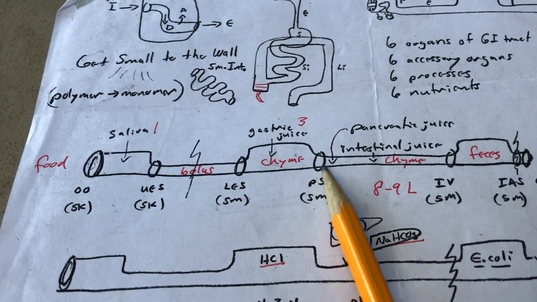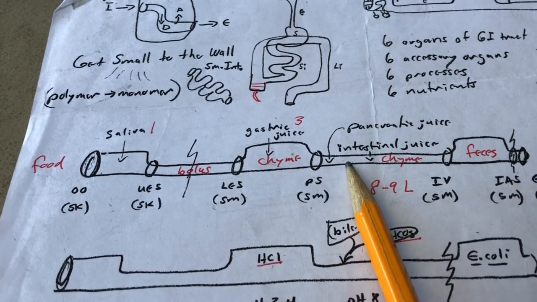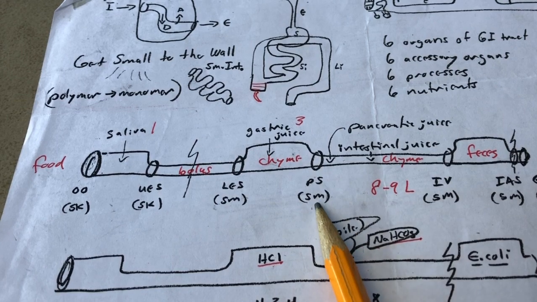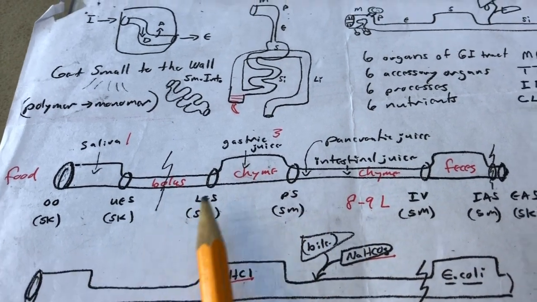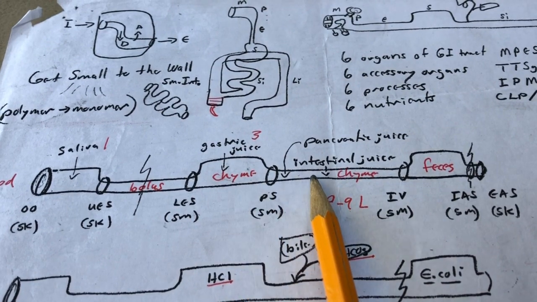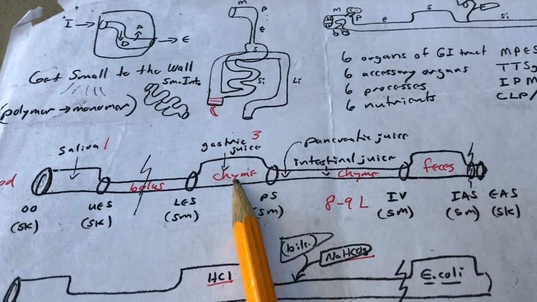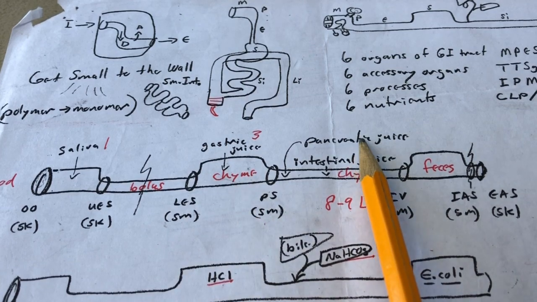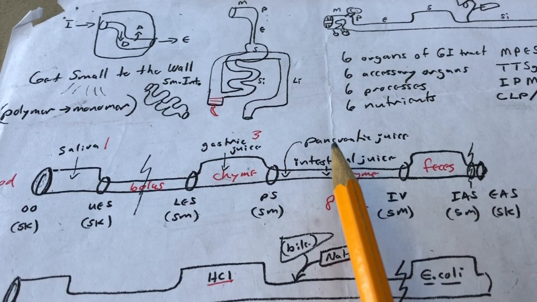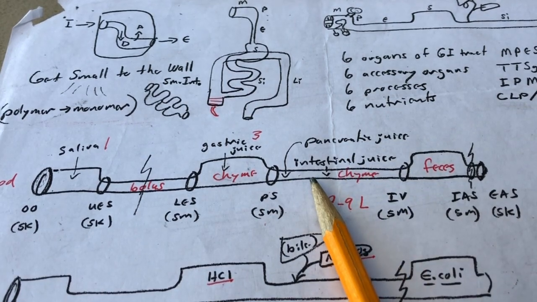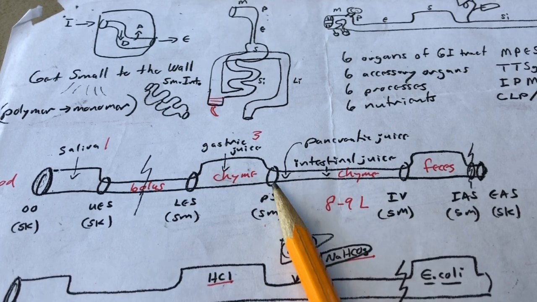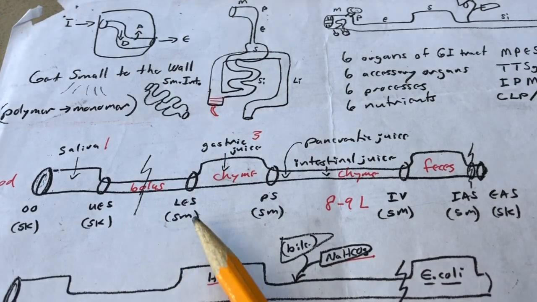Moving down through the pyloric sphincter, we're now inside the small intestine. The pyloric sphincter is made of smooth muscle, and again, it separates the stomach from the small intestine. Inside the small intestine, you have to begin to buffer or neutralize this acidic chyme from the stomach. And so therefore you add pancreatic juice and intestinal juice. Both of these things contain sodium bicarbonate, a base, and they can slowly begin to buffer or neutralize the acids that are coming down from the stomach.